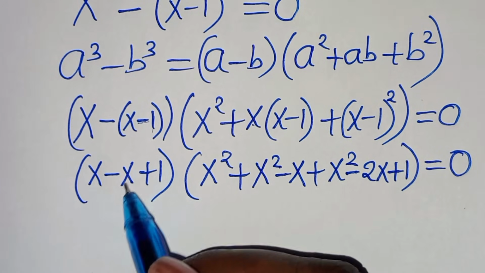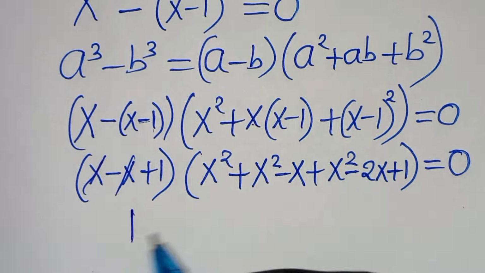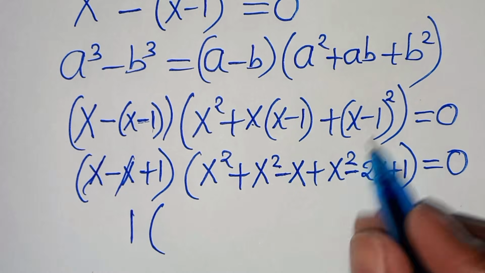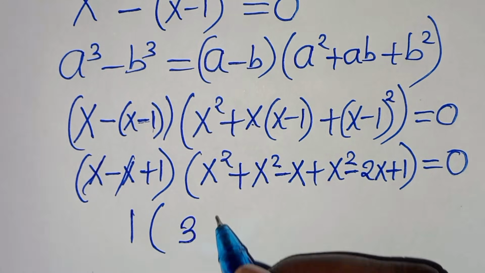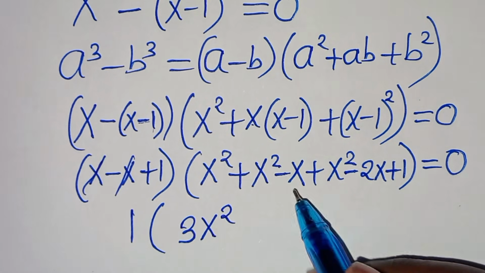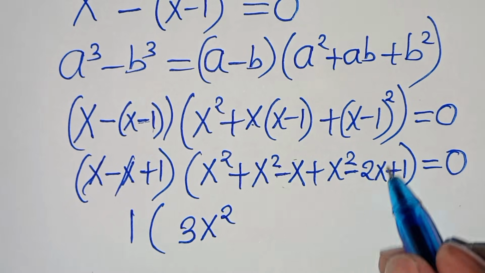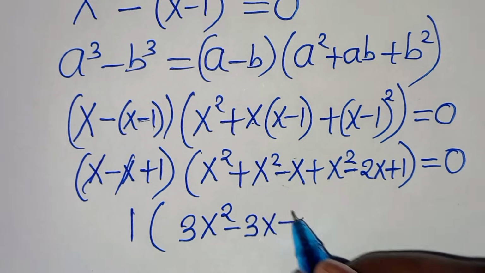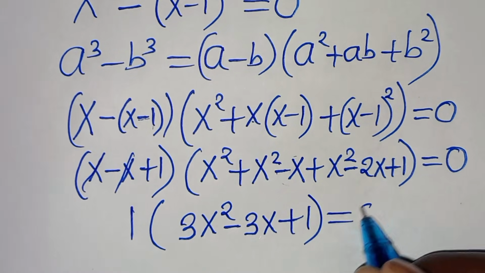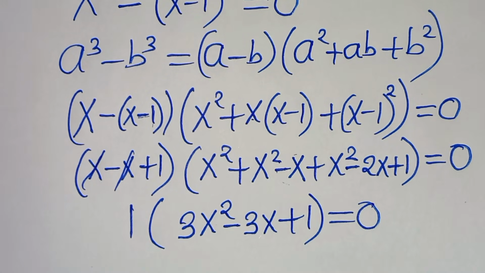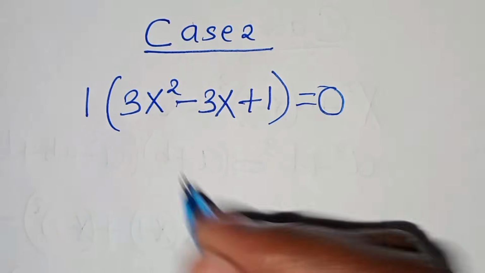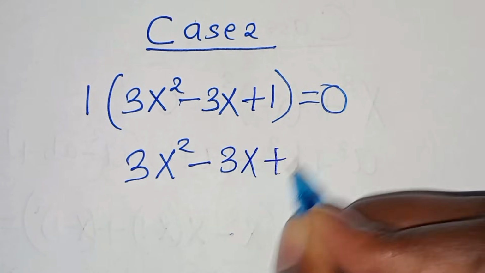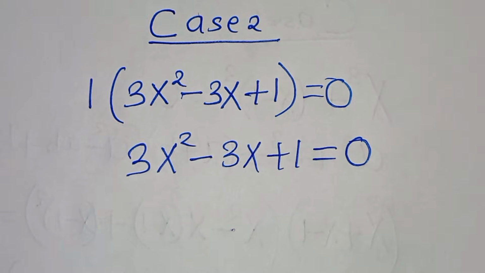So x minus x, this simplifies. So we have 1 into the parentheses. This is x squared plus x squared plus x squared, this is 3x to the power of 2. Then we have minus x minus 2x, this is minus 3x. Then plus 1 across the parentheses. This is equal to 0. So here we have 3x squared minus 3x plus 1, this is equal to 0.